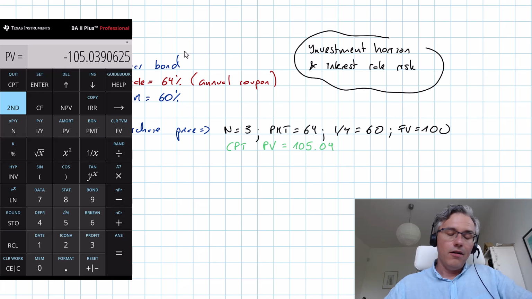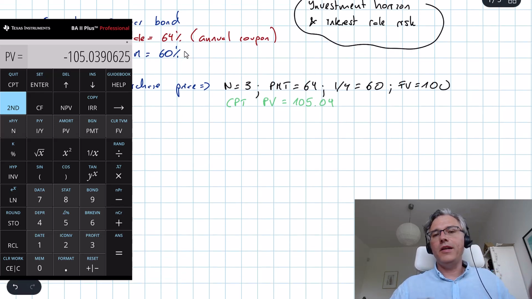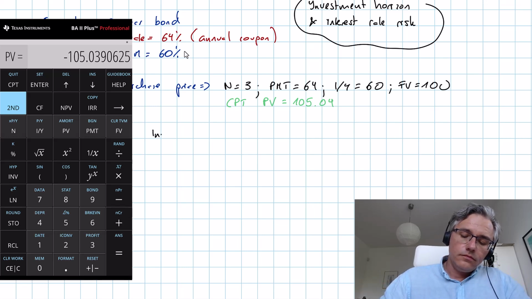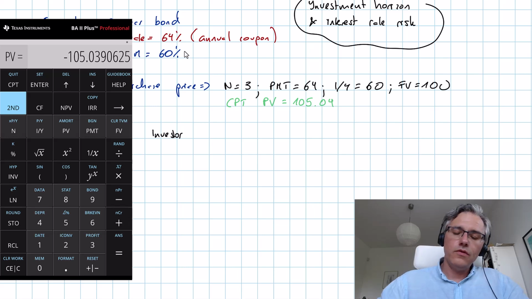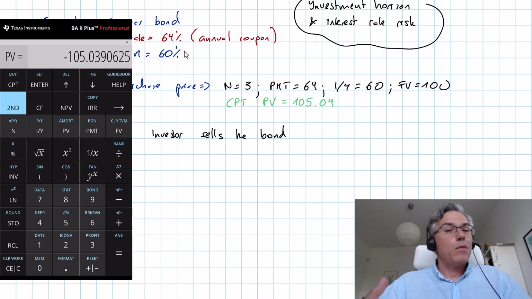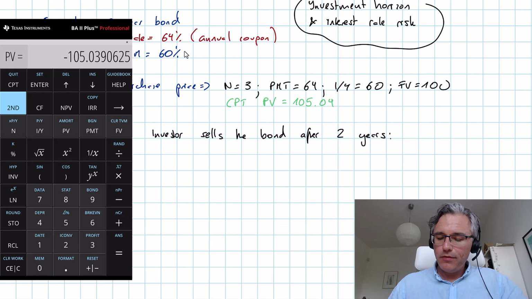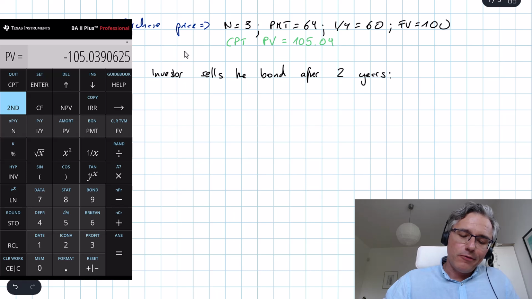And now I'm going to assume, just like I did in the previous video, that the investor sells the bond prior to its maturity date. They don't hold it until maturity, and they'll sell it after 2 years of holding. Okay, and we will explore actually 3 different scenarios. The first one is, let's call it scenario A.